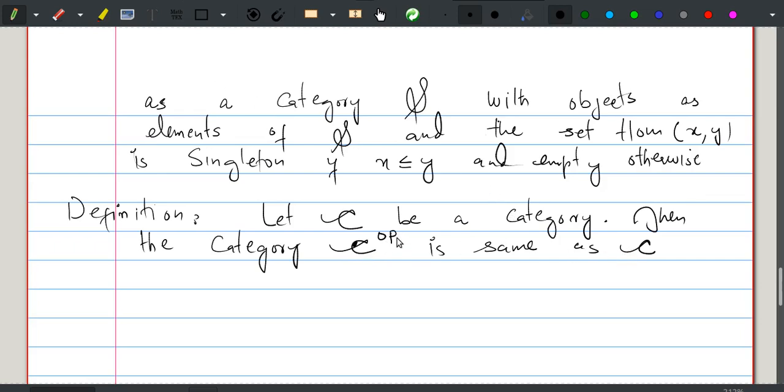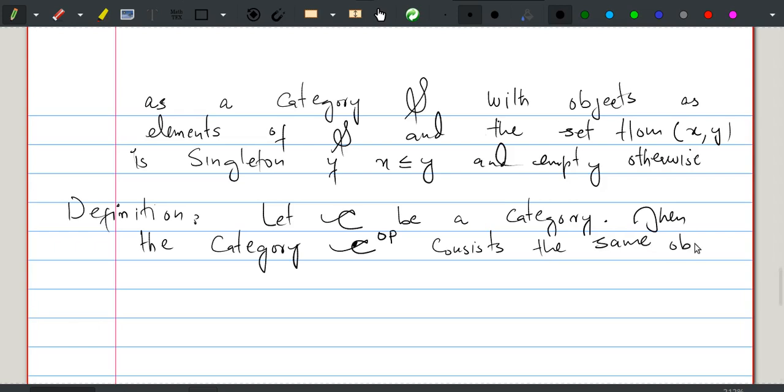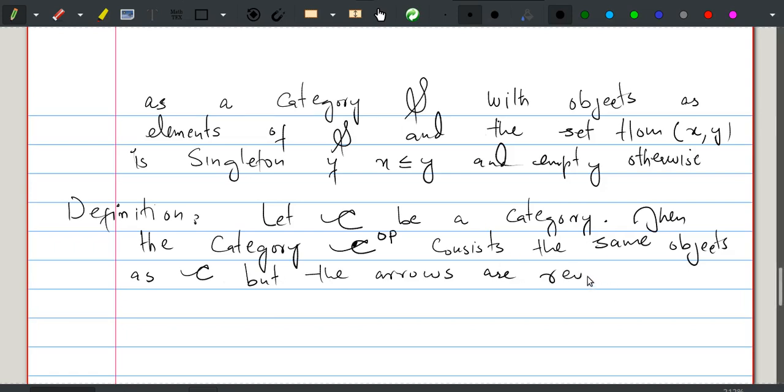The category C OP consists of the same objects as C, but the arrows are reversed. I mean the morphisms are reversed.